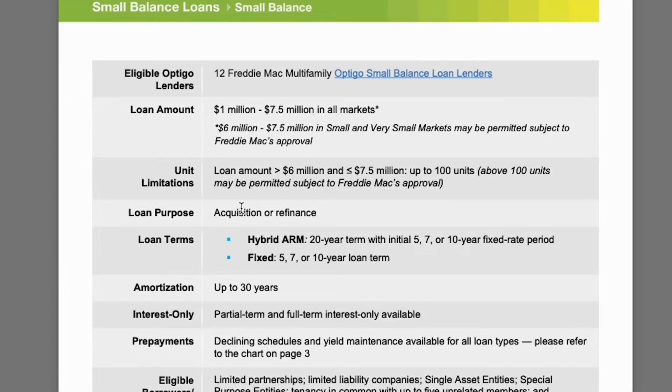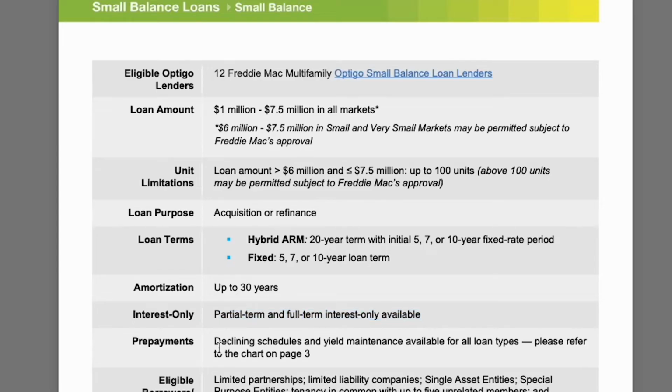Okay, let's look at loan terms. They have loan terms of 5-year, 7-year, and 10-year, and then they have fixed rate terms, which are 5, 7, and 10. That's pretty straightforward. Amortization is up to 30 years, interest only. They have partial term interest only and full term interest only available, and obviously that's on a deal by deal basis. Prepayment penalties. This is a big one. We'll get into prepayment penalties on the next page, but this is something you're going to want to focus on.